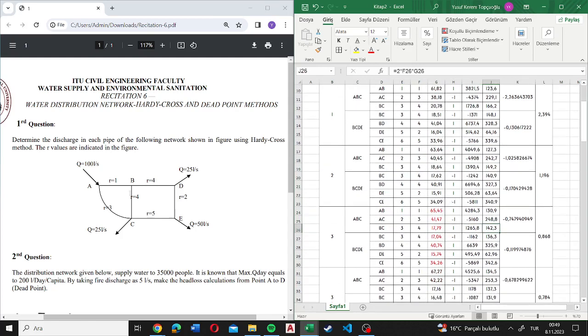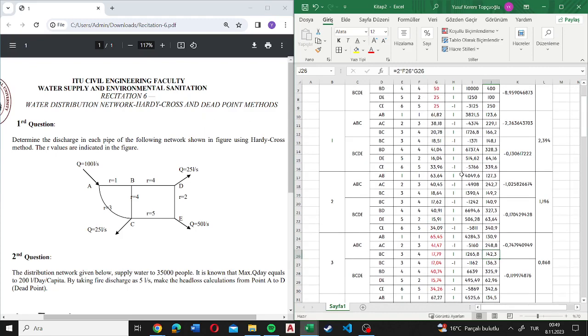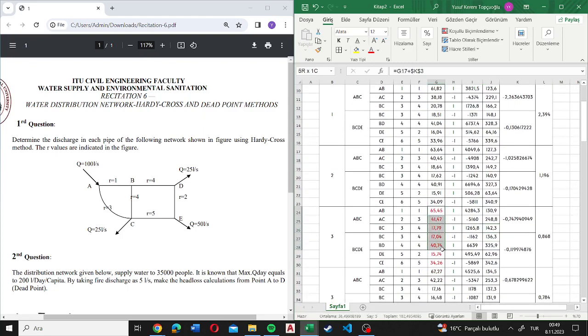So as a conclusion, after the first question with Hardy-Cross method iteration, we found the new Q values like this.